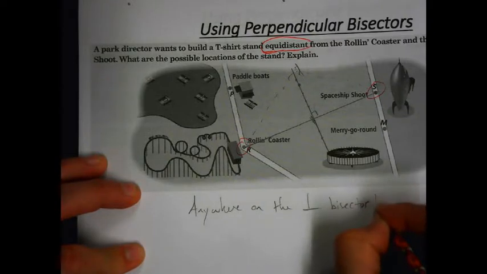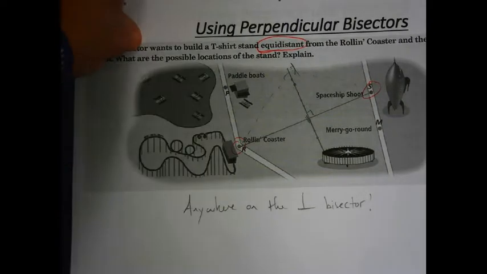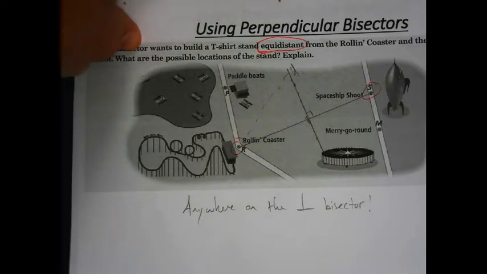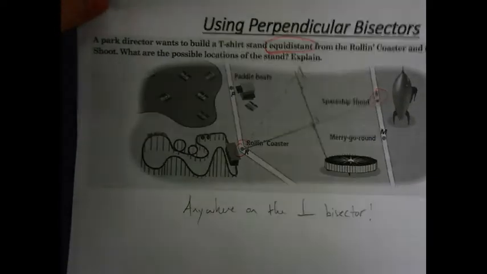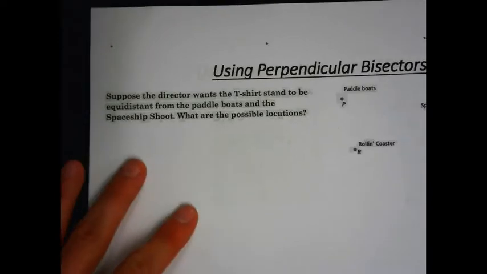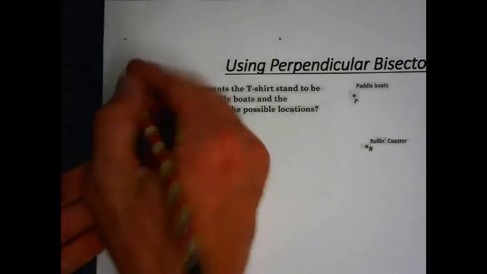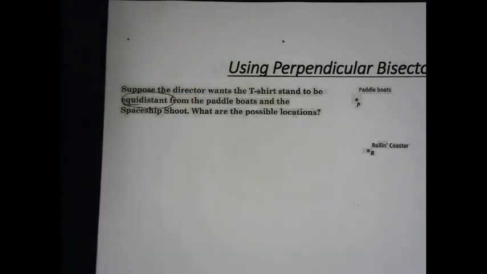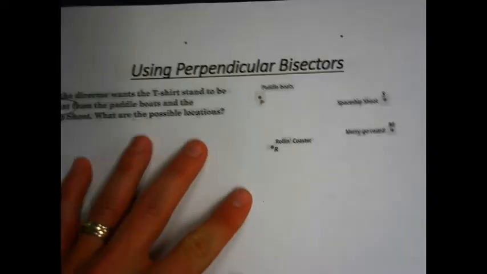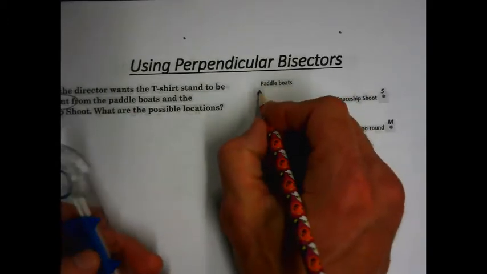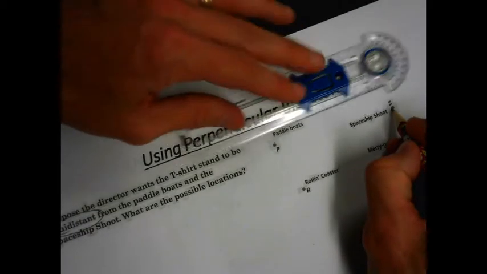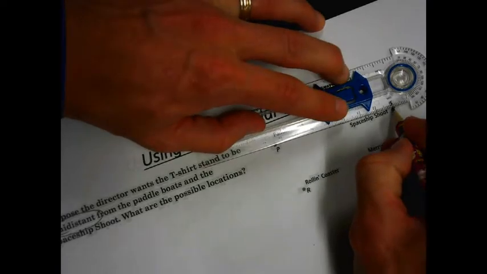So if you ever encounter that in real world stuff, nothing as straightforward as that will probably happen, but it's possible. So a similar question, right? Suppose the director wants the T-shirt stand to be equidistant from the paddle boats and the spaceship chute. What are your possible locations? Well, where are the paddle boats? Right here. Where's your spaceship chute? Right here. So what's going to be equidistant from both is anything on the perpendicular bisector.